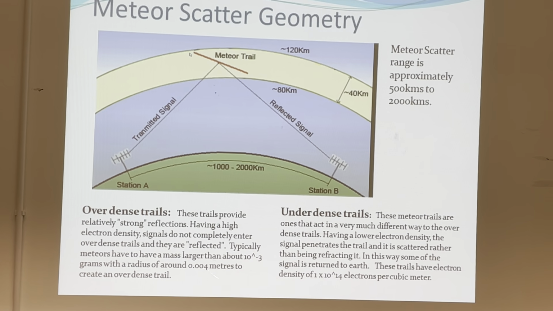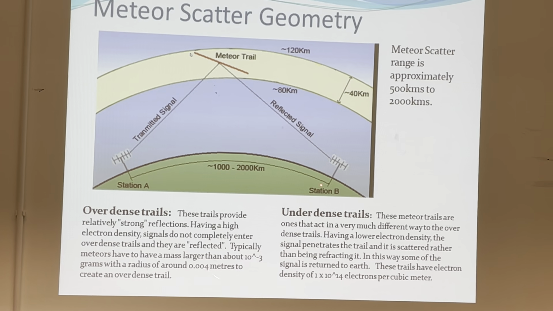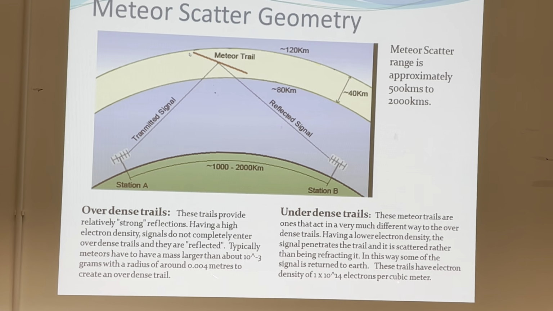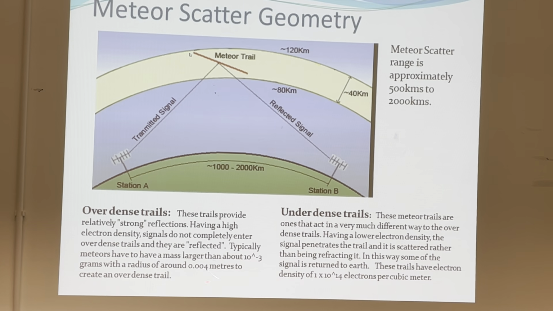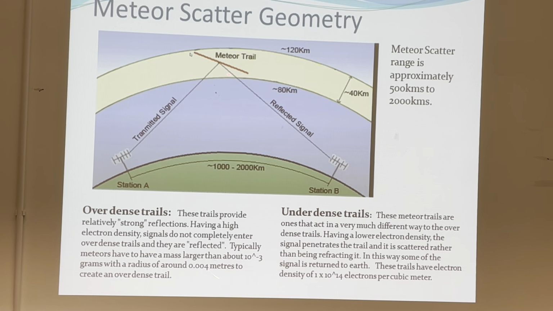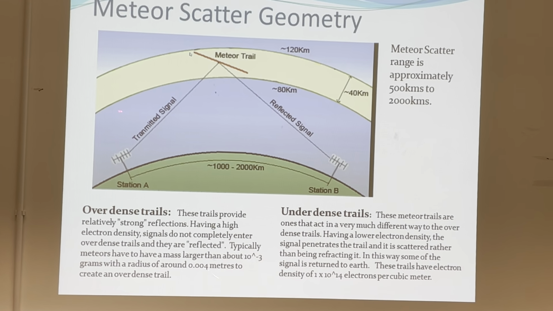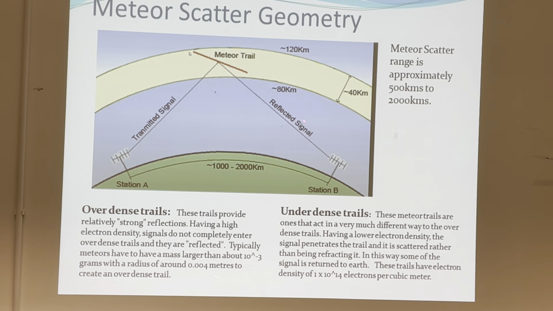Now these trails, this is the most unimaginative piece of categorisation you can ever have. They call the trails overdense or underdense, depending upon how many ions are in them. The overdense ones are the trails that we as radio amateurs like, because they're nice and strong, there's lots of ionisation up here, and they reflect the signal nicely for us. The underdense ones do not have enough ionisation to actually reflect the signal, they tend to scatter it. These ones were used in the 60s and 70s for commercial systems. The overdense ones are what we use as radio amateurs.